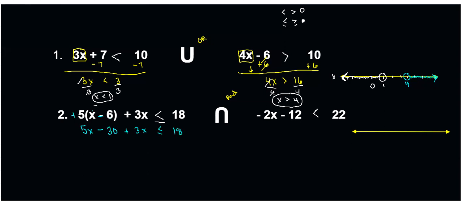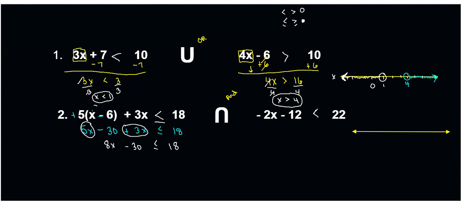We've got a lot going on on that left side. I think we can do better. I think we can combine some like terms. So I've got 5x's and I've got 3x's. That gives me 8x's. Minus 30 is less than or equal to 18.